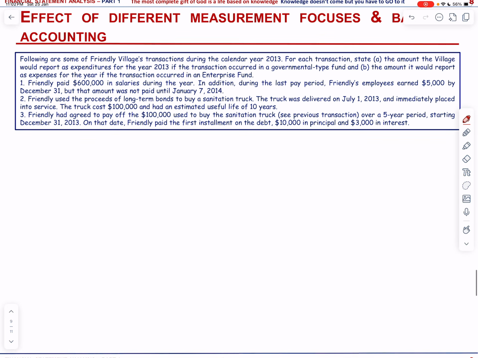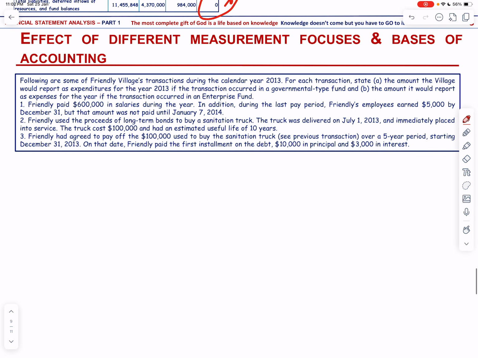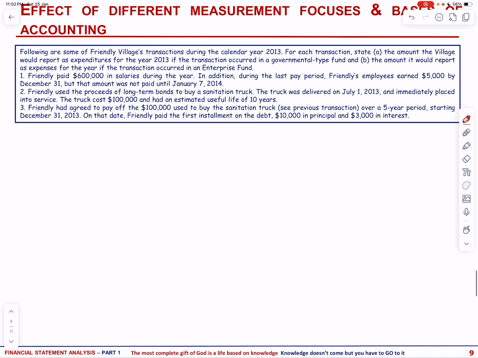Next, let us solve another exercise, and this is on effect of different measurement focus and the basis of accounting. Now, following are some of Friendly Village's transactions during the current year 2013.